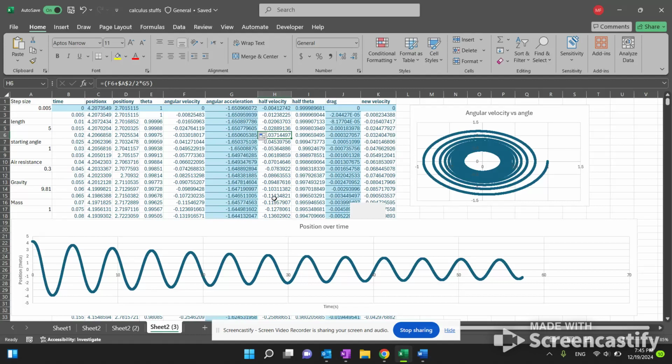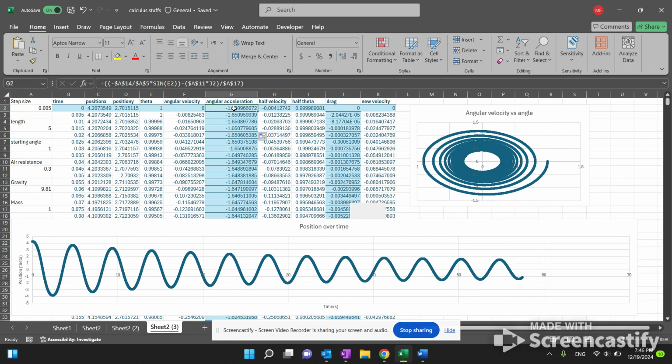For this project, I chose to do a pendulum model, and this is using a nonlinear drag. So drag is proportional to velocity squared in this case, and that adds a layer of complexity where you can't solve it algebraically and actually need to use a numerical method.